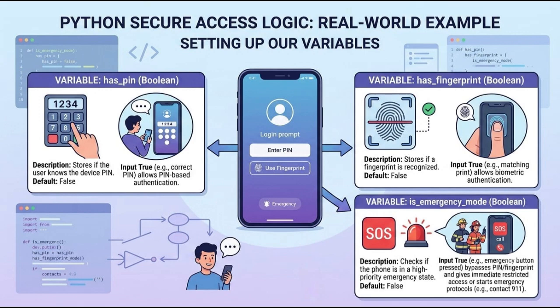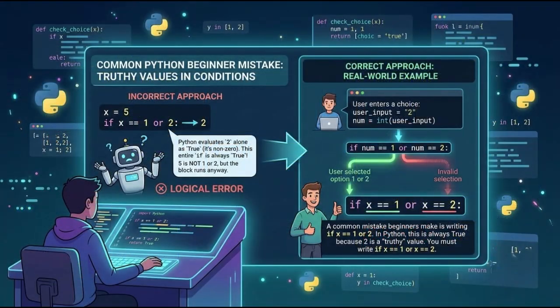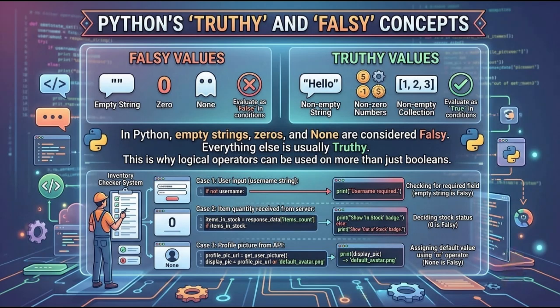A common mistake beginners make is writing if x equals 1 or 2. In Python, this is always true because 2 is a truthy value. You must write if x equals 1 or x equals 2. In Python, empty strings, zeros, and None are considered falsy. Everything else is usually truthy. This is why logical operators can be used on more than just booleans.